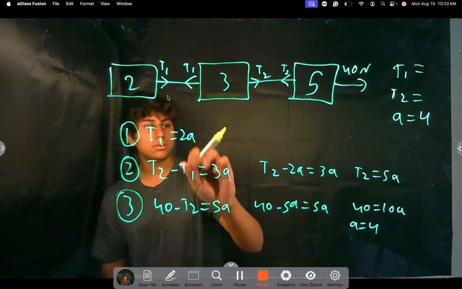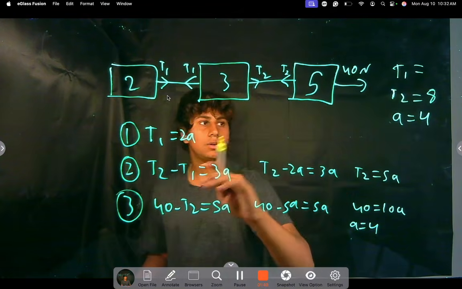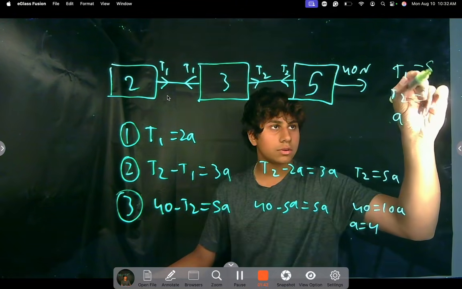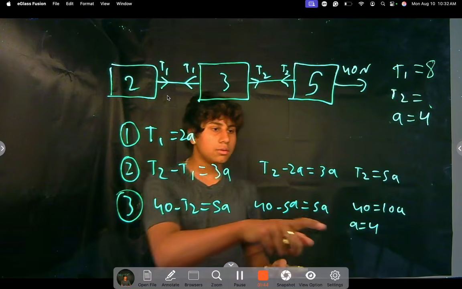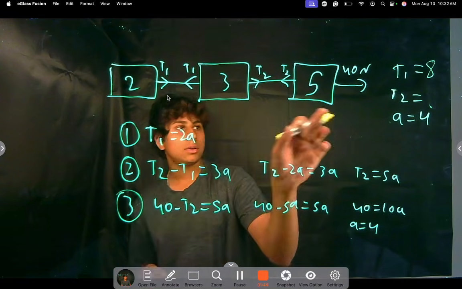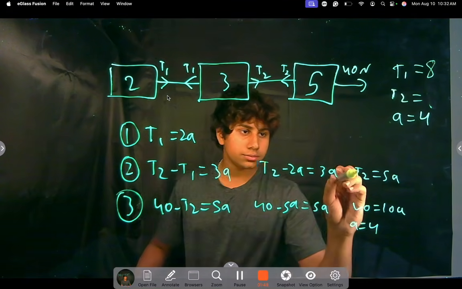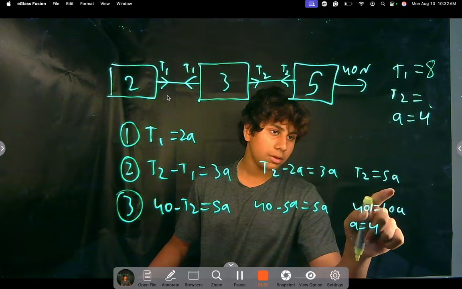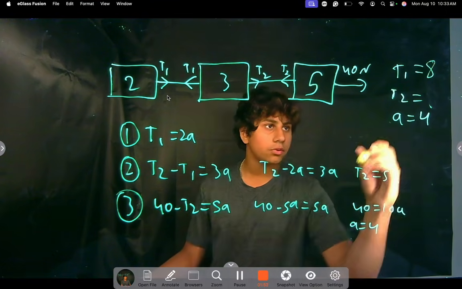Now we substitute this in. We get 8, right? 4 times 2 is 8. Sorry, this is for T1: 4 times 2 is 8 for T1. And then T2 here we have is 5a, right? So 5 times 4 is 20, and that's it.